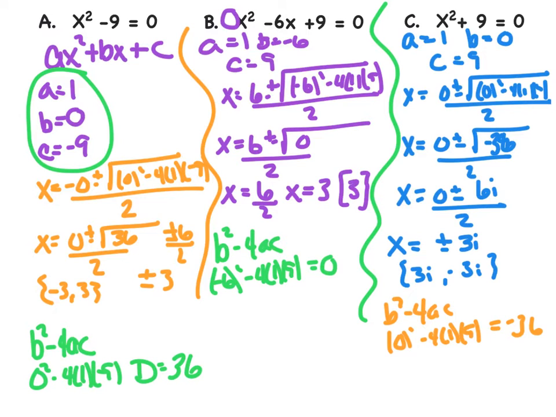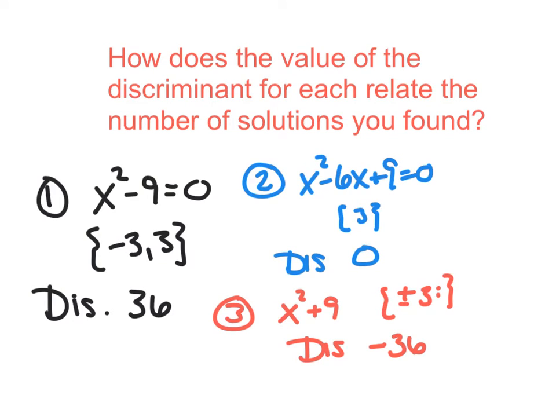All right, now why the heck did we do all this? Let's go ahead and pose that question in your notebook. How does the value of the discriminant for each relate to the number of solutions you found?